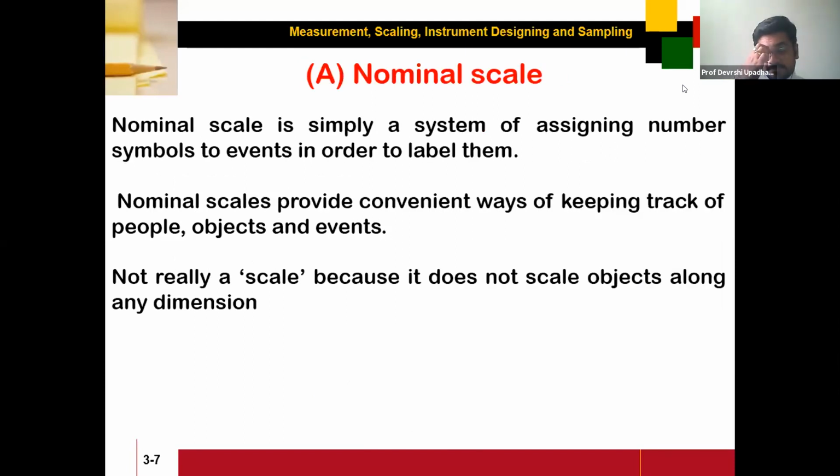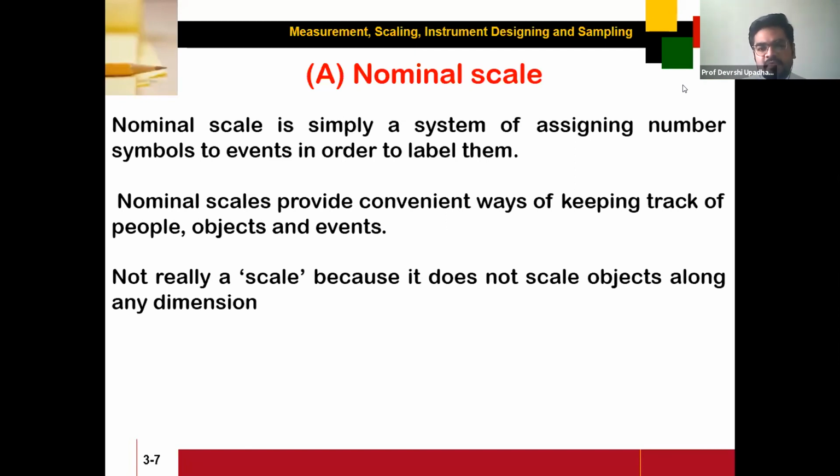Now, coming towards the first point, the nominal scale. Nominal scale is simply a system of assigning number symbols to events in order to label them. In the simplest form, the nominal scale is just giving a label to an identified variable. Ultimately, you just need to give the label for identification of the proper number or a given sector or instance.